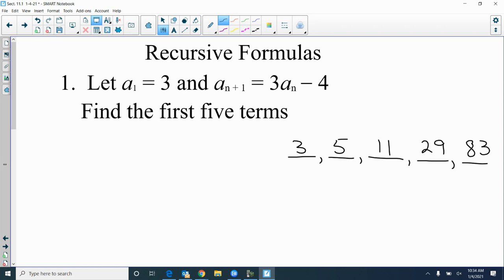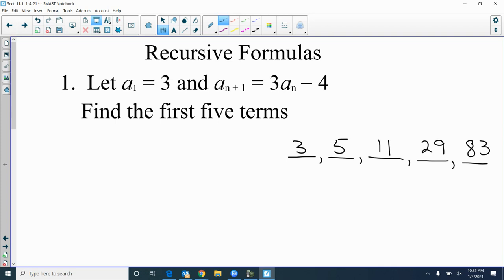All right, let me go here, and then I'll kind of explain it. Your first term is 3. This basically says to get the second term, you plug in the first term right there. So 3 times 3 is 9. 9 minus 4 is 5. To get the third term, you plug in the second term. The second term was 5. 3 times 5 is 15. Minus 4 is 11. Now you plug in 11. 3 times 11 is 33. Minus 4 is 29. Now you plug in 29. So to get the next term, you take whatever your answer was and plug it into that spot.